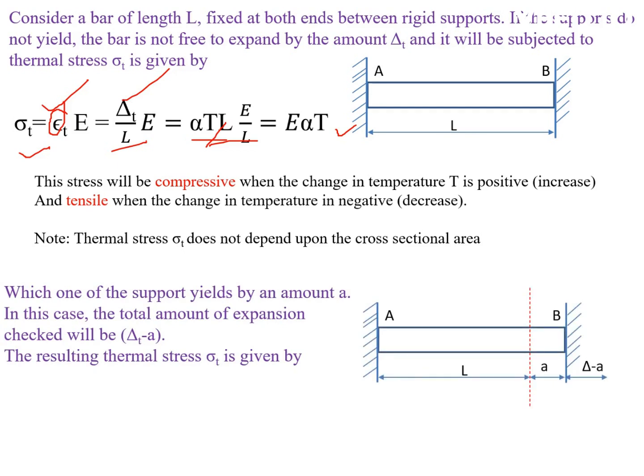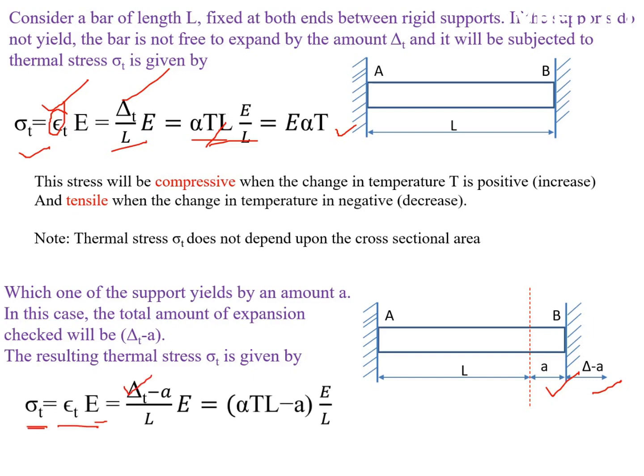And one more thing we have to see: the third condition. In the diagram we have to observe the bar AB having length L, in which one of the supports yields by an amount a. So this is the yielding. Let us consider the amount of yield to be small a. In this case, the total amount of expansion prevented will be delta T minus a. So the resulting thermal stress sigma T is given by sigma T equals (alpha T L minus a) divided by E L. So this is the third formula we have to remember.